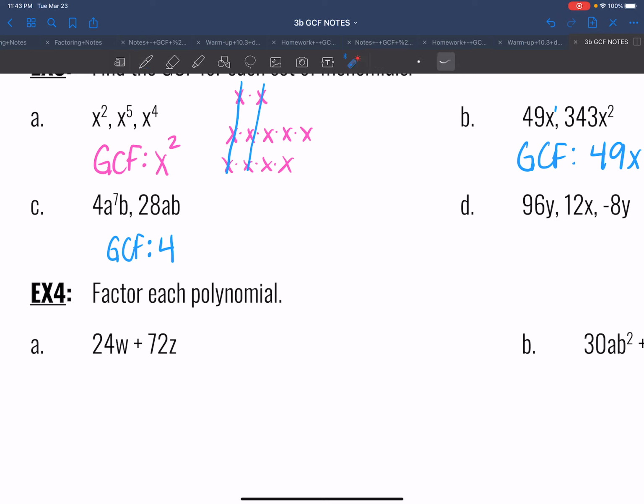Then we'll check the a's. So we have a to the 7th, and a is the lowest, so that's going to be the common factor. And then they both have a b. There's a b here, there's a b here. So the greatest common factor between b and b is b.